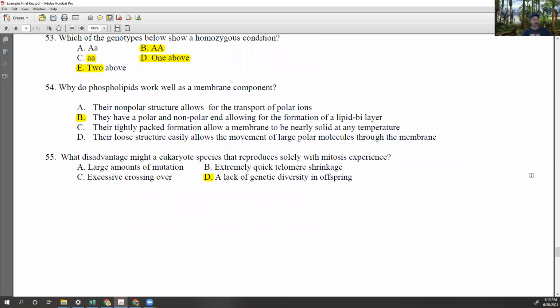Why do phospholipids work well in a membrane component? The best answer there, they have both polar and nonpolar parts. So they make a double membrane, B.